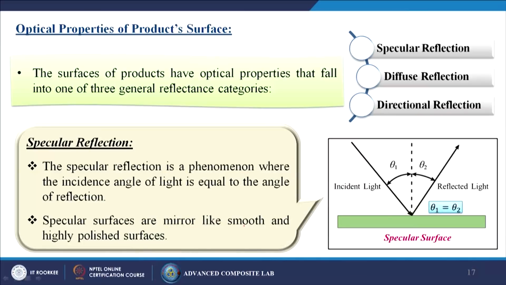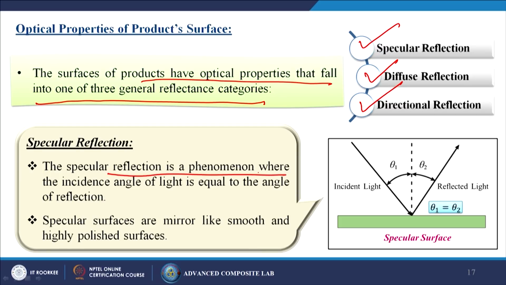Optical properties of product surface. Generally the surfaces of products have optical properties that fall into one of three general reflectance categories. What are those? The first one is called specular reflection, the second one is called diffuse reflection, and the third one is called directional reflection. What is specular reflection? Specular reflection is a phenomenon where the incidence angle of light is equal to the angle of reflection. That means in this particular case the incident light is coming this way and the reflection is going this way. So, theta 1 is equal to theta 2.